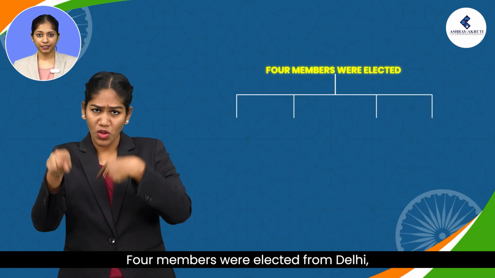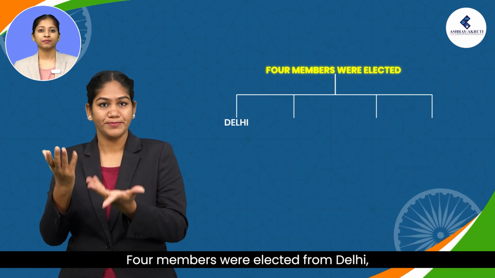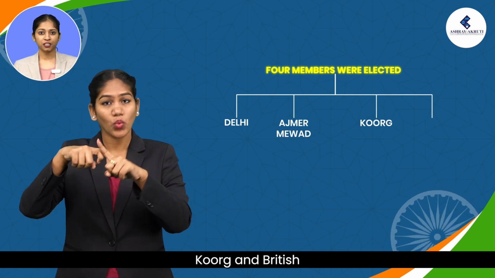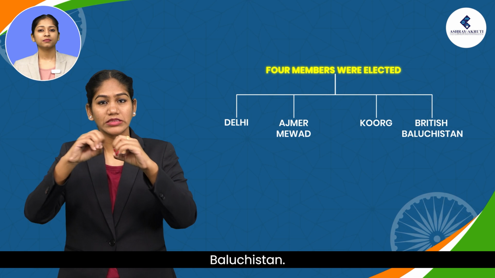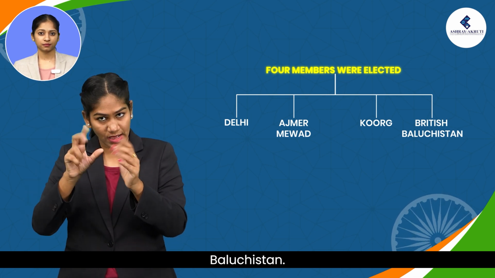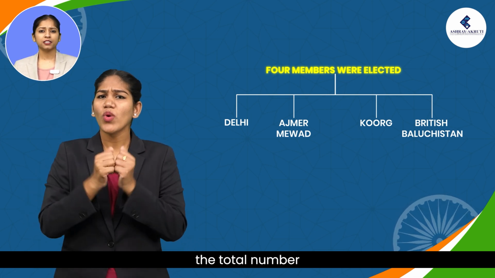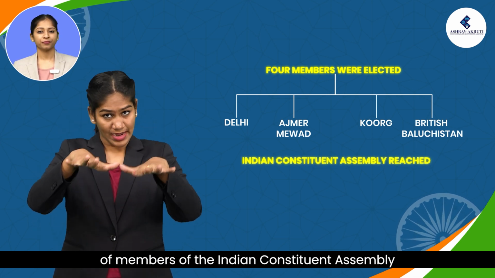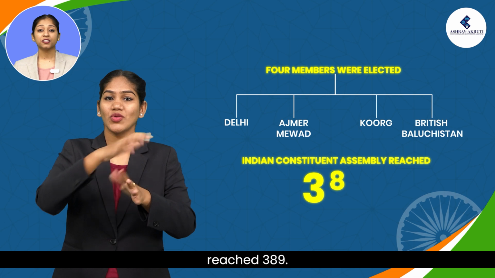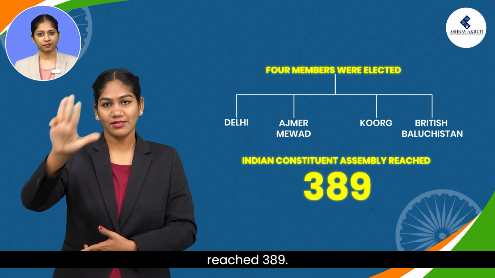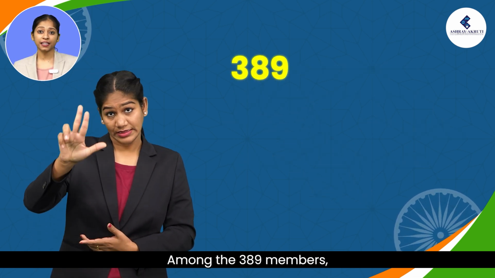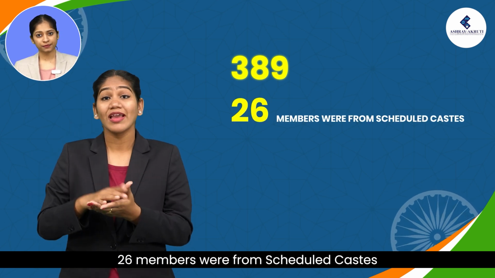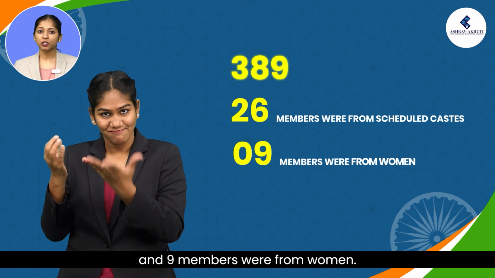4 members were elected from Delhi, Ajmer, Mewat, Kurug and British Balochistan. With this, the total number of members of the Indian Constituent Assembly reached 389. Among the 389 members, 26 members were from scheduled castes and 9 members were women.